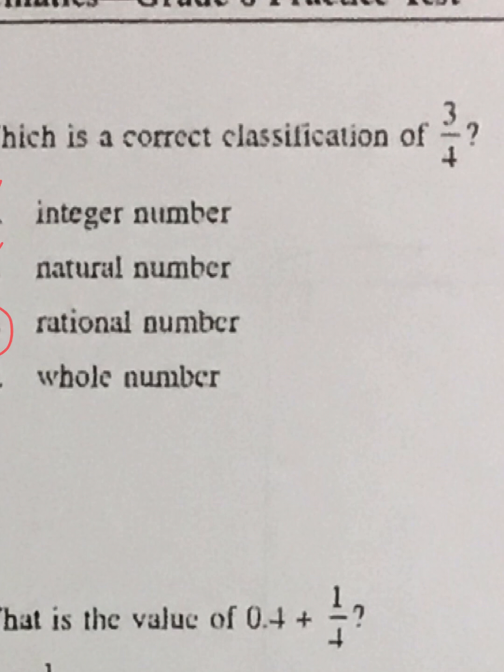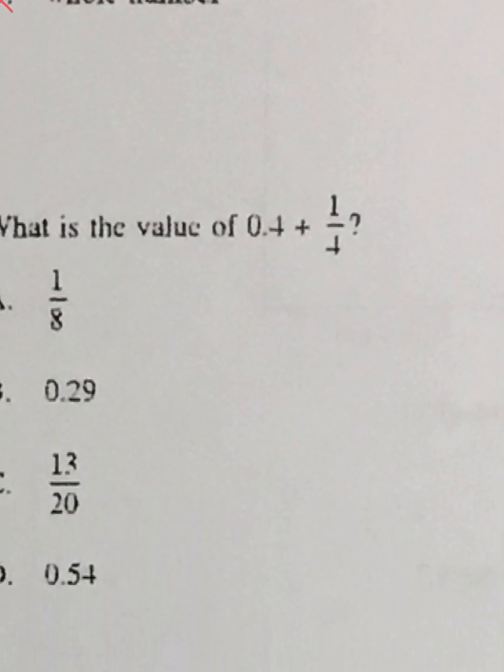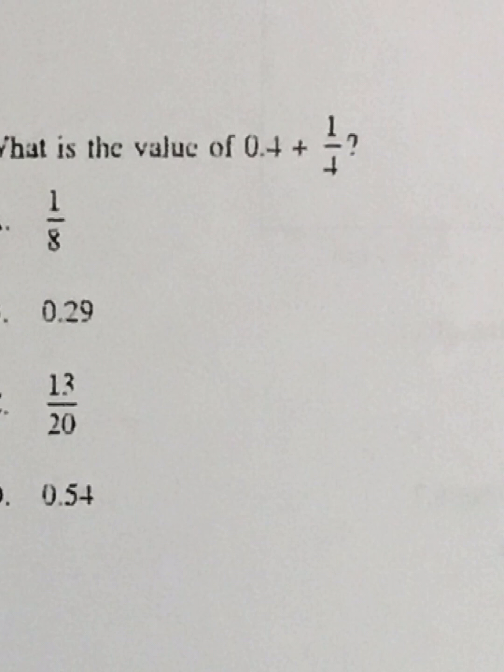What's a whole number? All positive numbers including 0: 0, 1, 2, 3, 4, 5. So is 3/4 a whole number? No. So our only other option is a rational number. A rational number is automatically a fraction.